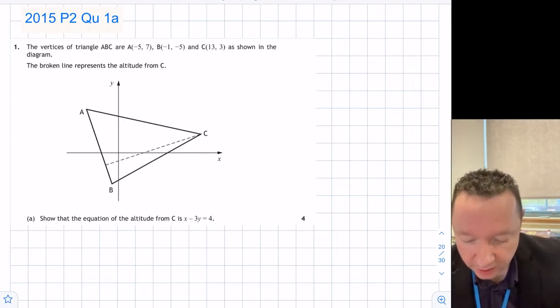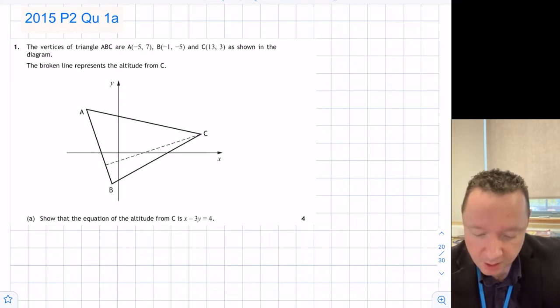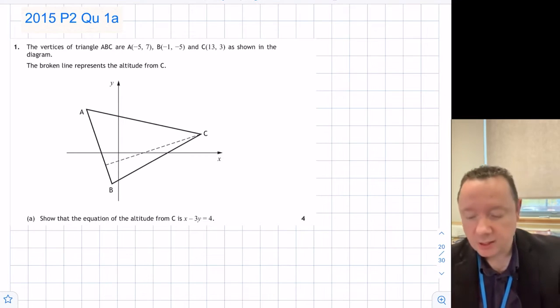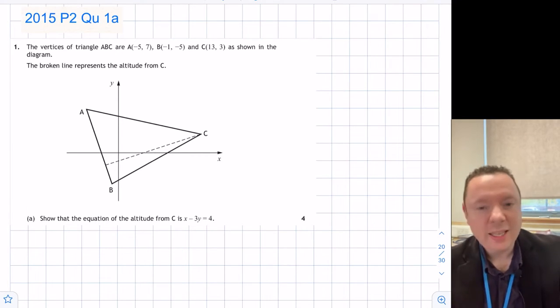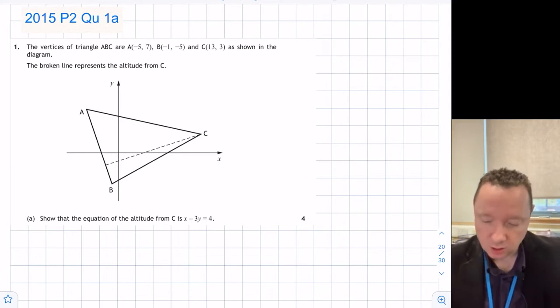The vertices of the triangle ABC are (-5, 7), (-1, -5), and (13, 3) as shown in the diagram. The broken line represents the altitude from C. Show that the equation of the altitude from C is x minus 3y equals 4. So they're telling us what the equation is going to be, but we're just going to work it out and see if we get the same answer.